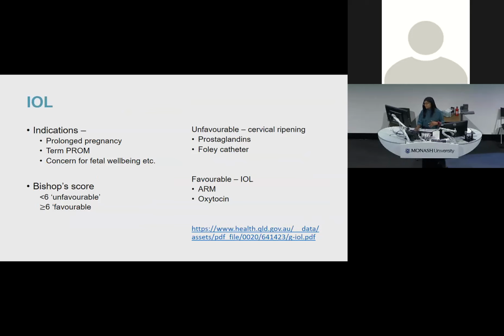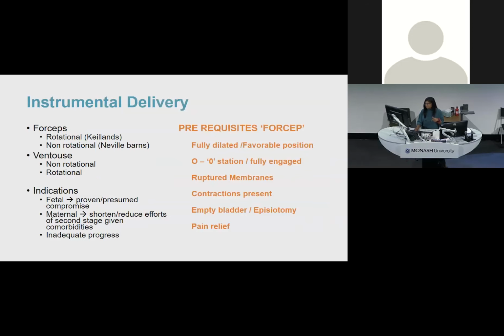So with induction of labour, you can either do ARM or oxytocin infusion. I just put in a link there that shows more information about it. Instrumental delivery you can either do with forceps or ventouse. The main thing I want you guys to take away from this slide is the prerequisites. So before they have an instrumental delivery, they need to meet all of these criteria where they're fully dilated and in a favourable position.